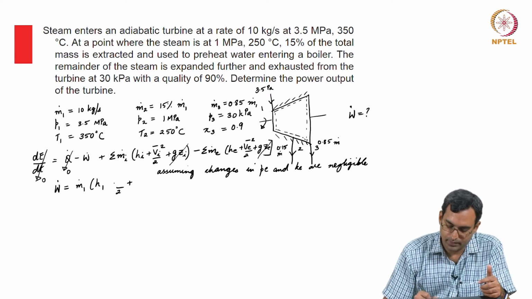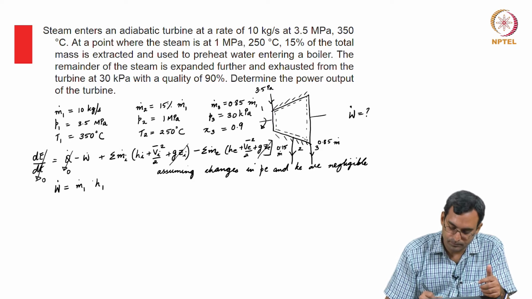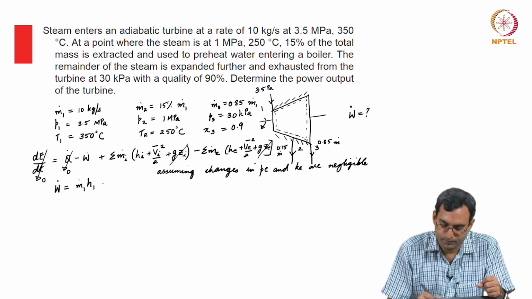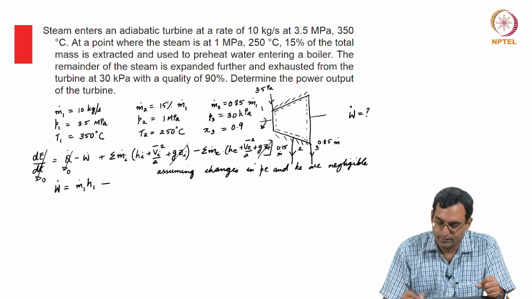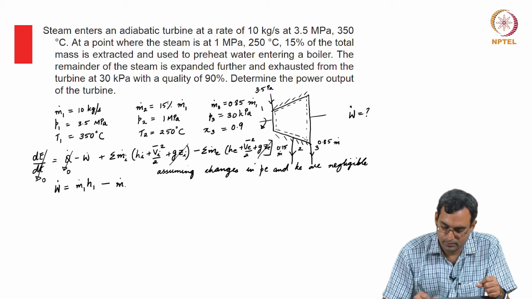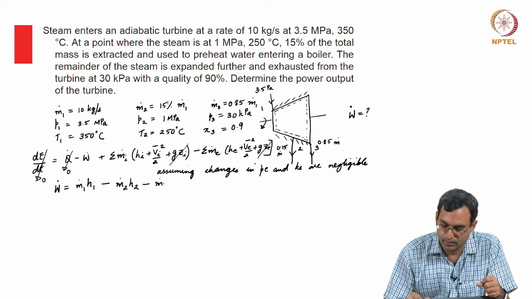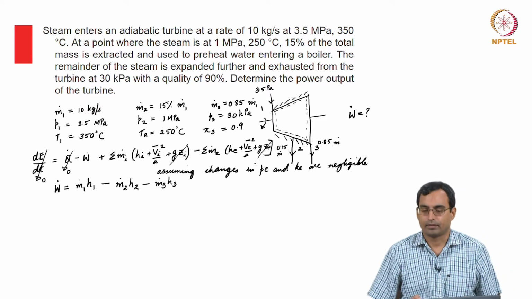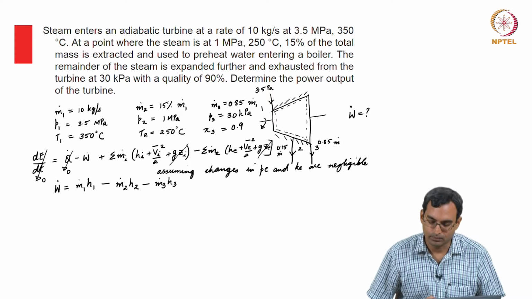So, then I do not have to take into account these. So, what I am left with is that W dot is m1 dot into enthalpy at 1 minus m2 dot into enthalpy at 2 minus m3 dot into enthalpy at 3. So, this is essentially my first law.